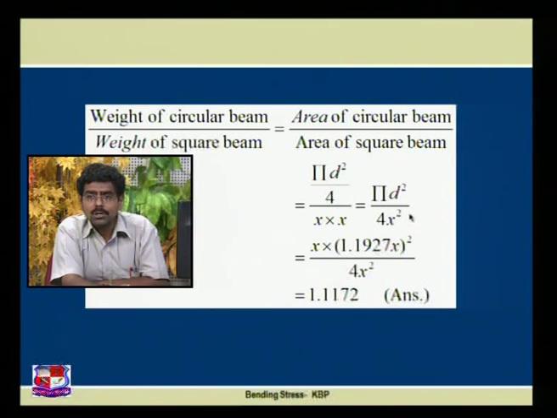Now we know the relationship between d and x. D, the diameter of the circular beam, is equal to 1.1927 times one side of the square beam. Substituting into pi by 4 d square, we get 1.1927 x square, and by simplifying this, we found pi by 4 times 1.1927 square is 1.1172. So the weight of the circular beam is 1.1172 times the weight of the square beam.